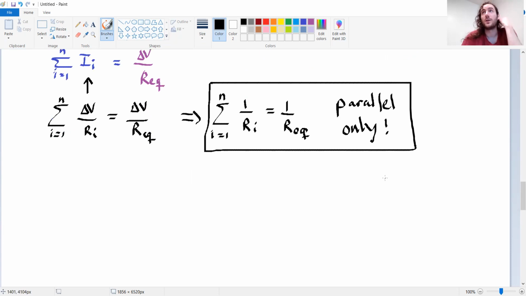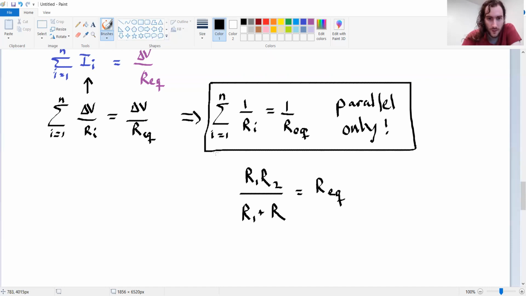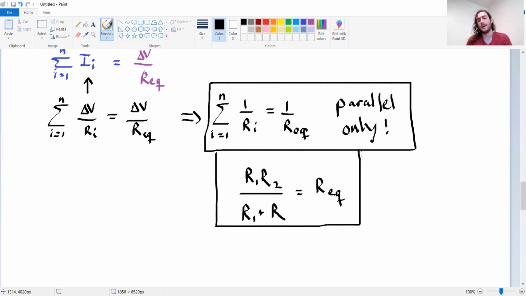Now, remember, there's an alternative formula for this. When we just have 2 resistors connected in parallel, we can say product over sum: R1 times R2 over R1 plus R2. I'll let you figure out where that comes from. We did go over it for capacitors, so go ahead and review your notes on that. You can go through the algebra to derive that formula. It's not that difficult. And again, that product over sum is only for parallel.